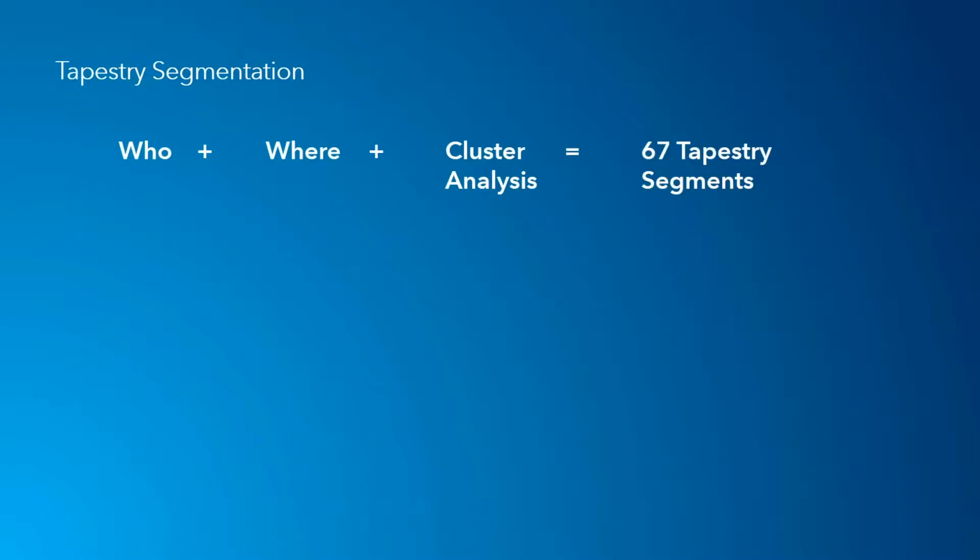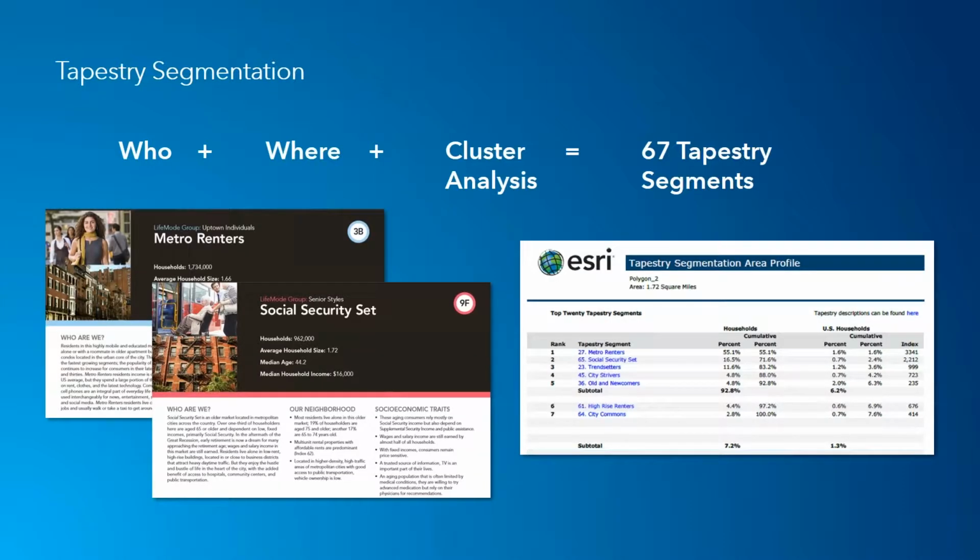We also include something called Tapestry Segmentation, which is a variable that Esri creates where we look at the demographics, so the standard variables that we provide by themselves, and we look at the geographic distribution and apply a cluster analysis to those variables. And we come up with 67 what we call segments, so ways of sort of clustering the population across the country. And we give them cute names.